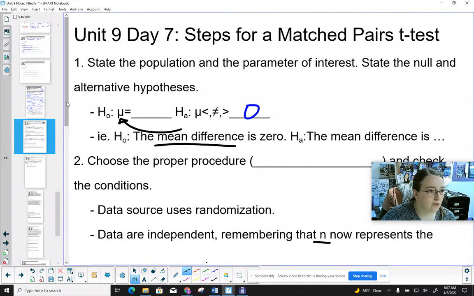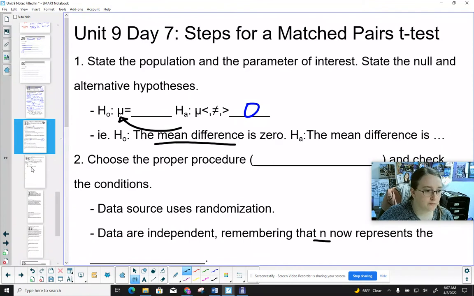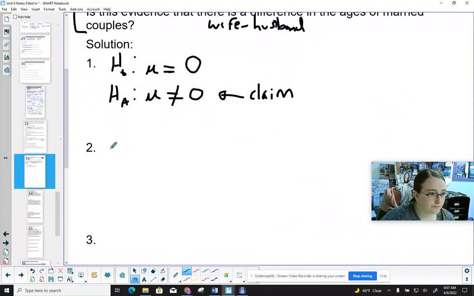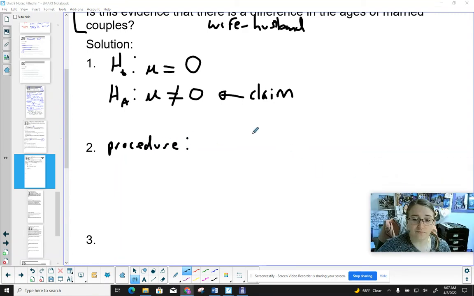Okay, step 2, again, looking back to our notes, we need to choose the proper procedure. So our procedure, again, excuse my handwriting, I'm using my mouse, is a t-test because we're talking about a mean, but specifically it is a matched pairs t-test.